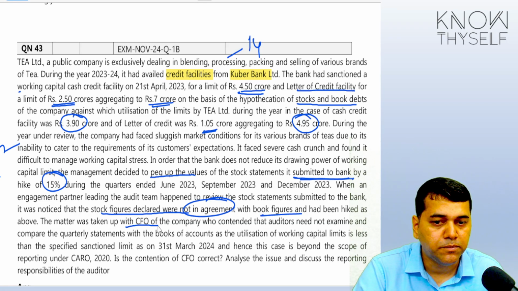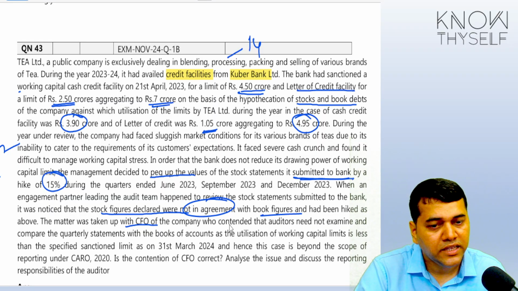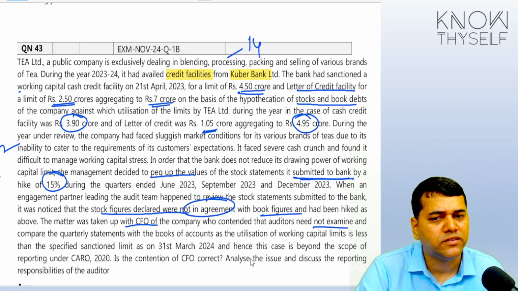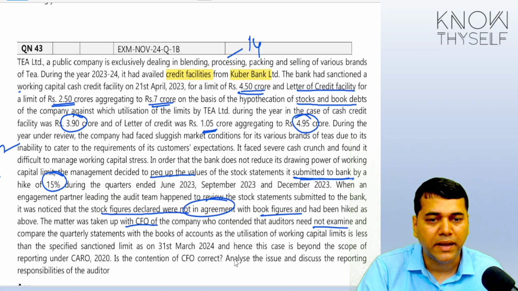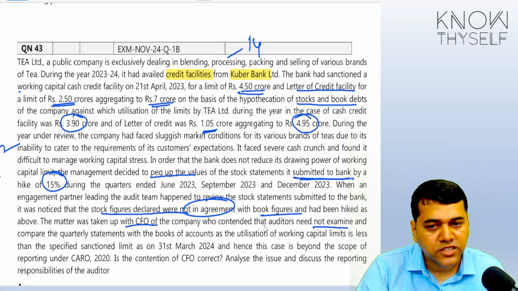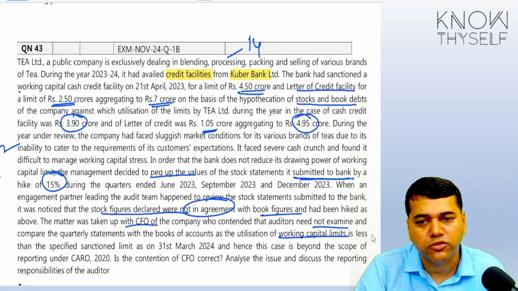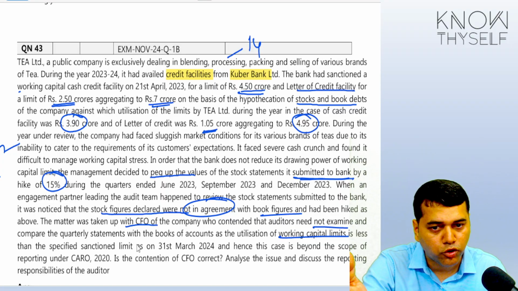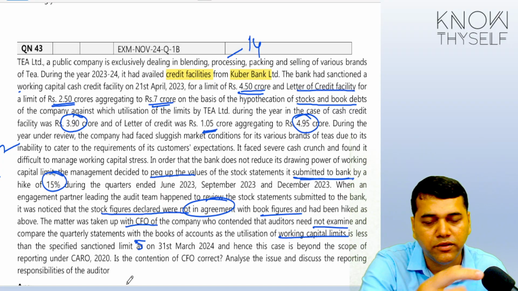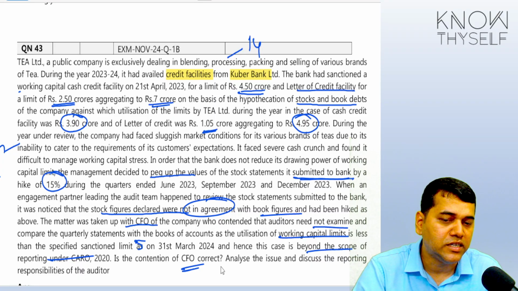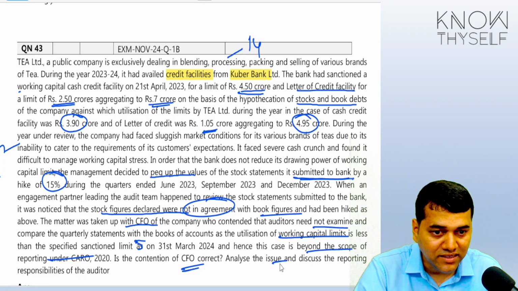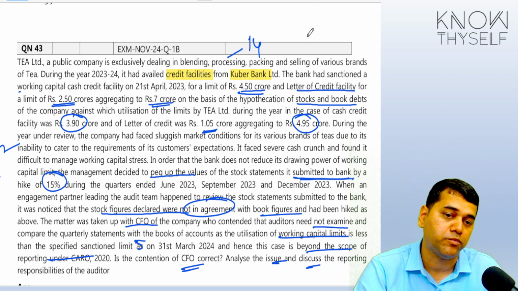The matter was taken up with the CFO and he contended, why are you examining all these things? Why are you concerned with the stock statement? Why are you talking about what we have submitted to the bank? And he is telling, look, Baba, your working capital limit is also less than what it has been told. You told CARO, no? CARO is talking about 5 crore. You see your working capital is less than 5 crore. And this is beyond the scope of reporting to CARO. Is the contention of the CFO correct? Analyze the issue and discuss the reporting responsibility.